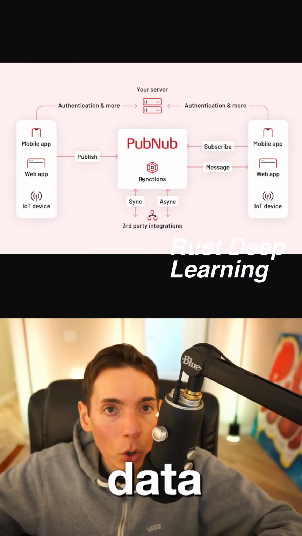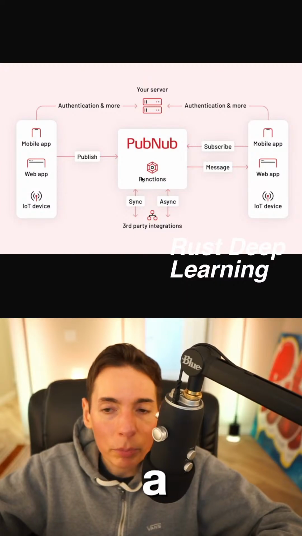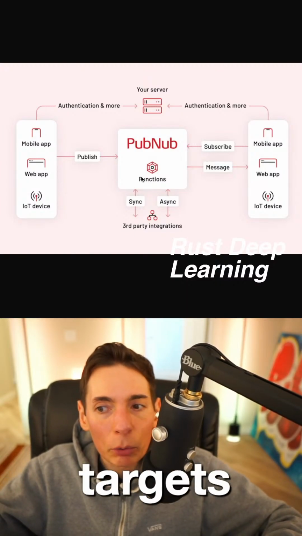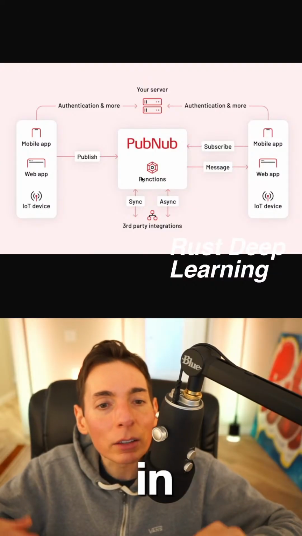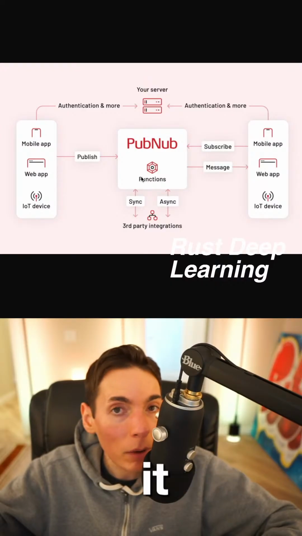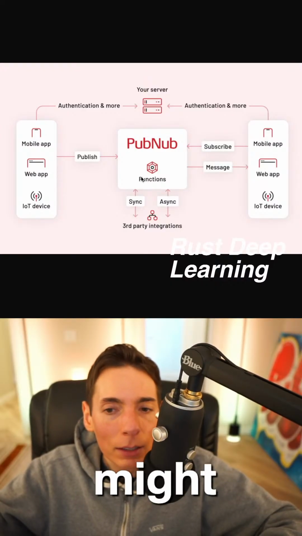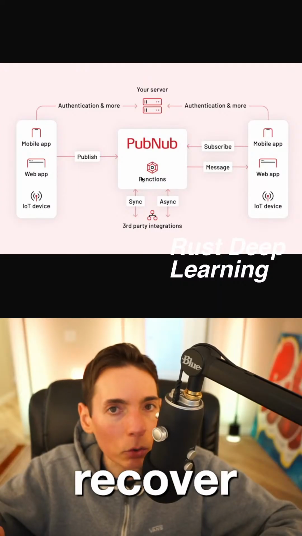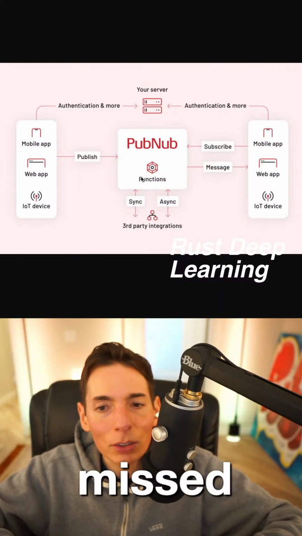And PubNub is a broker. It's a message broker. It will be able to transmit data no matter where the targets are in the world. It will connect to your end users and deliver the message. If the device is offline, because it might be offline or it might be in your pocket, it will automatically reconnect, recover, and then download any messages that it missed. So that's how that works.